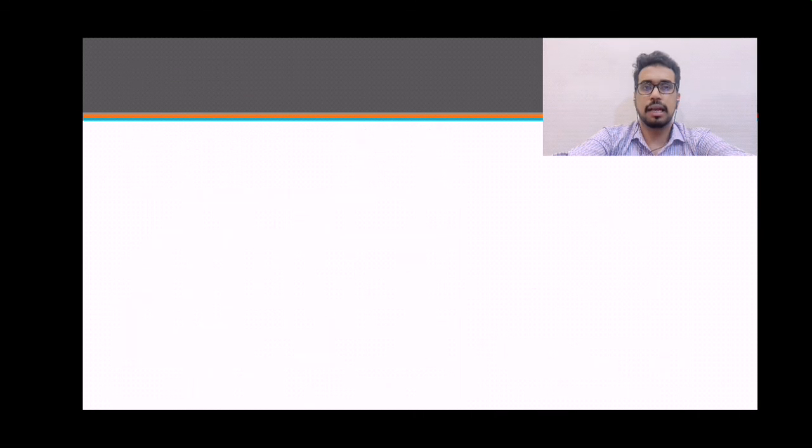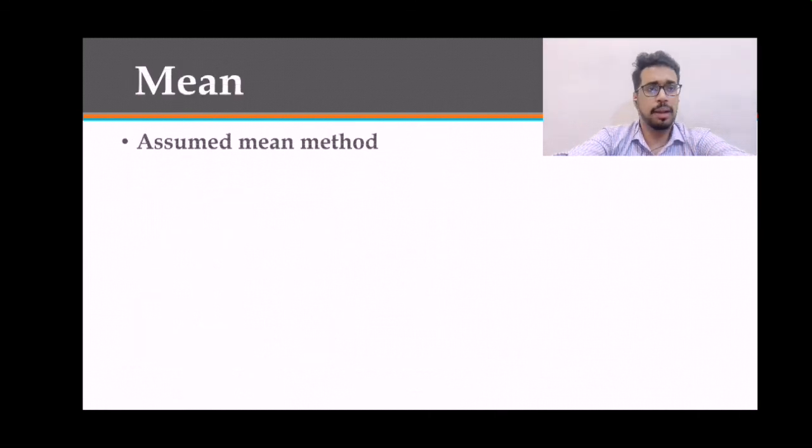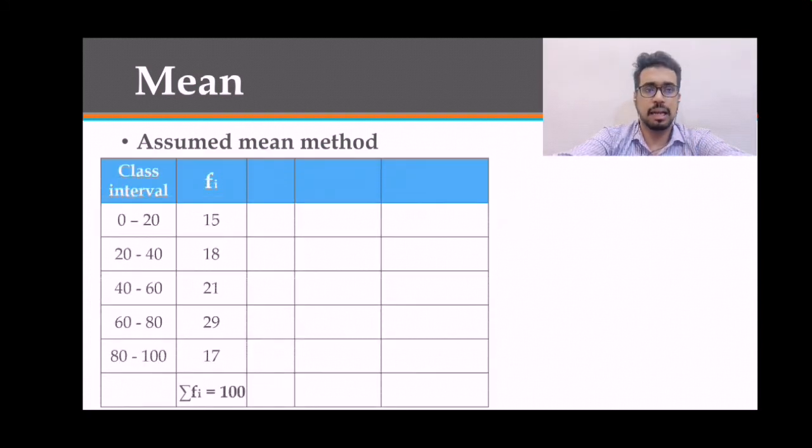My next method is the mean by the assumed mean method. As the name suggests, we are going to assume a particular value and find the mean. Here is the same example. We are going to follow the same procedure in the beginning, that is, we are going to find the value of class mark initially. Then, among the values of xi, the class mark, we are going to assume a suitable value, that is, to our convenience, we are going to assume it at the center.